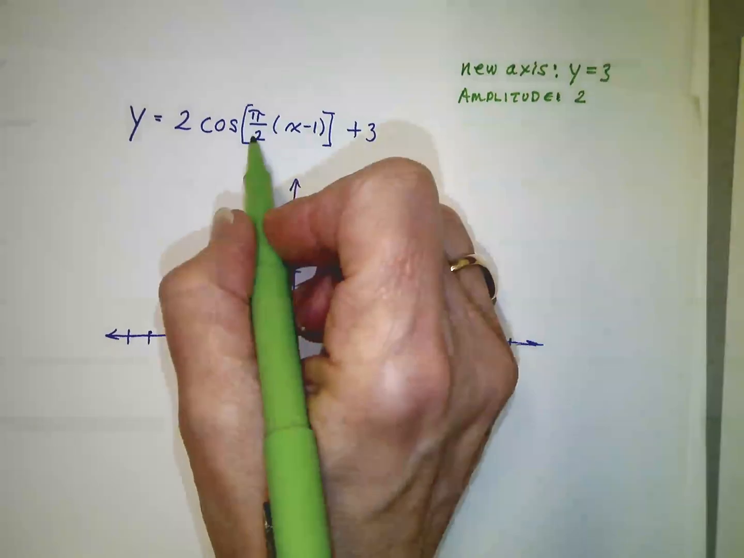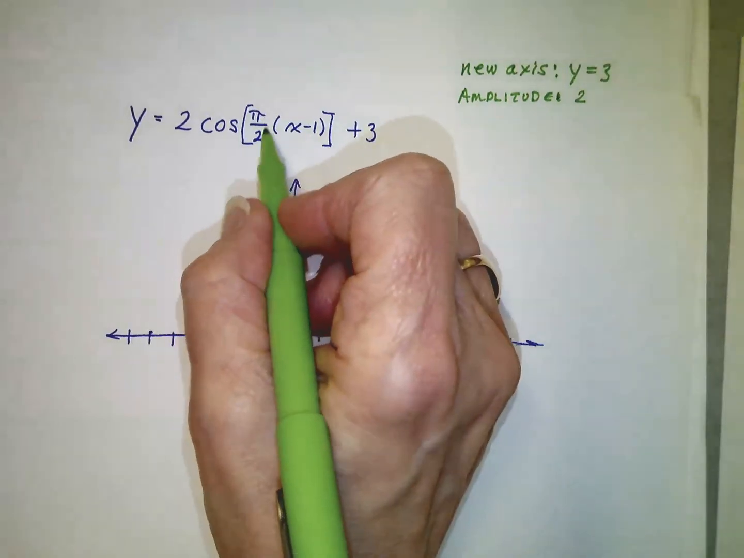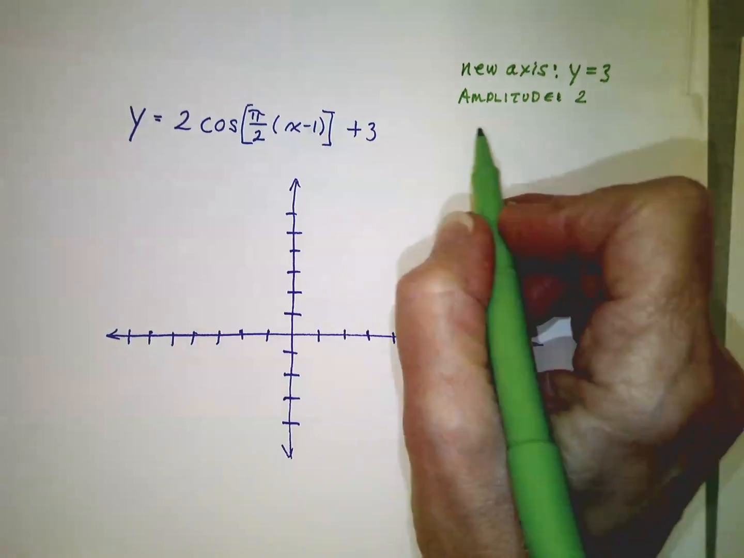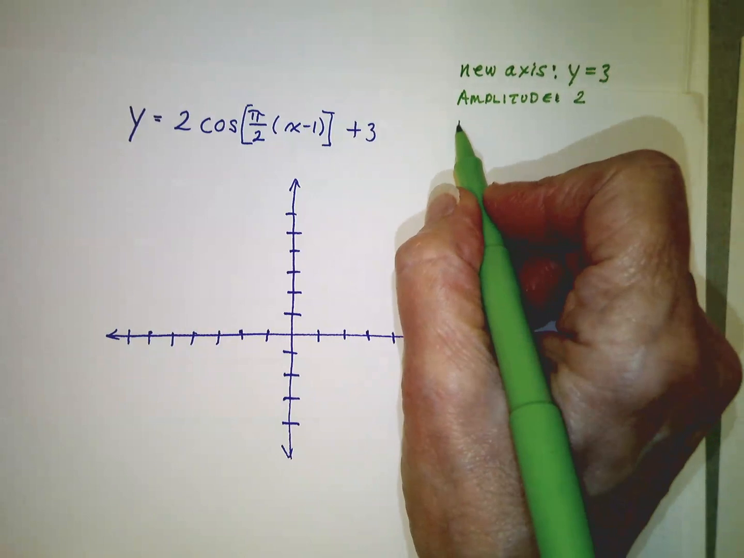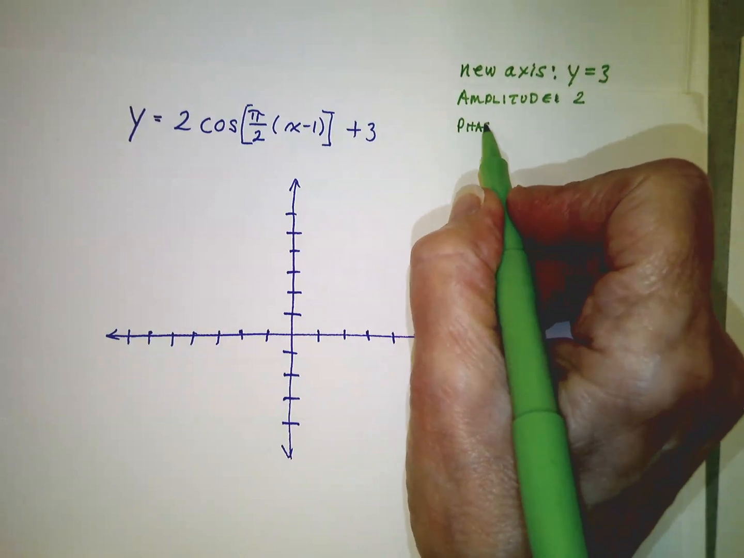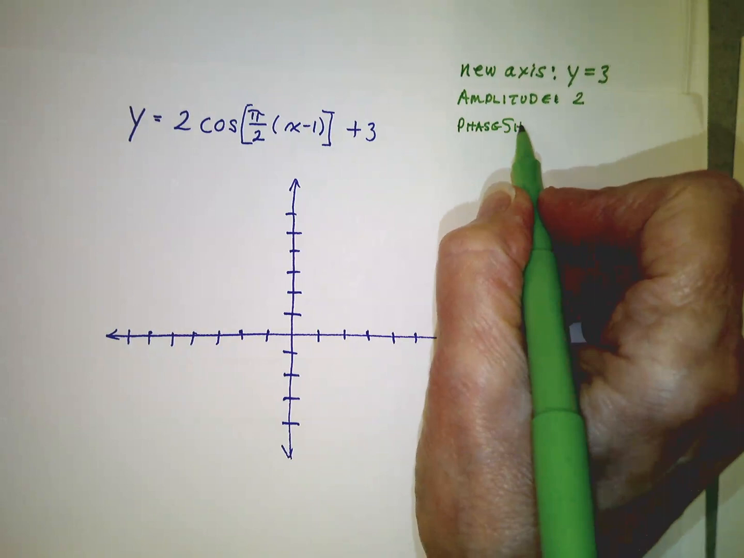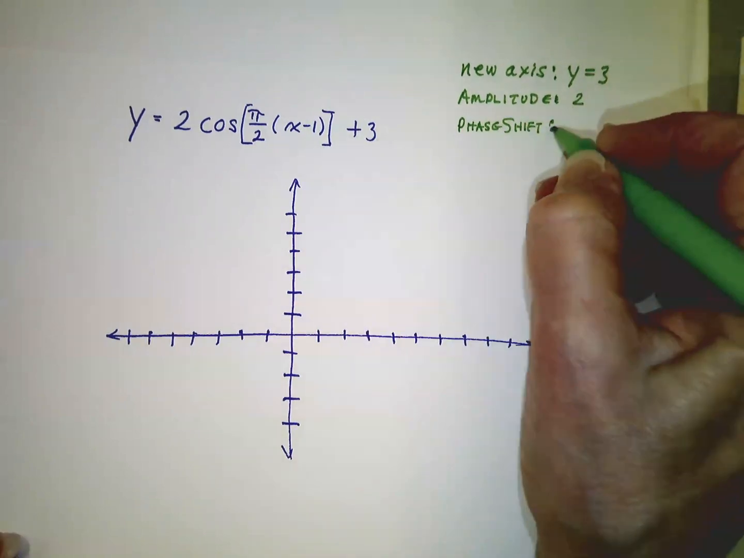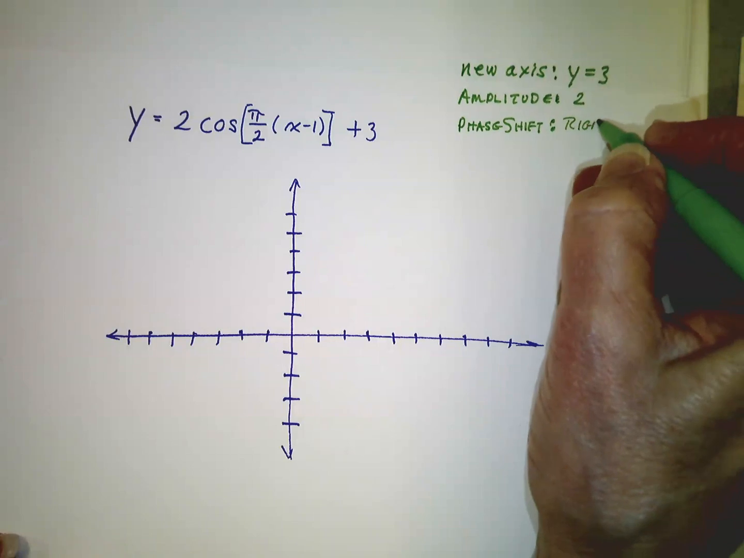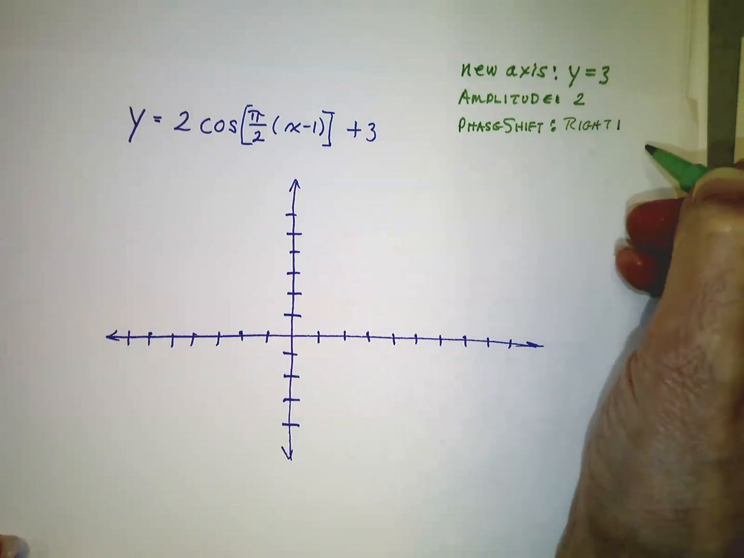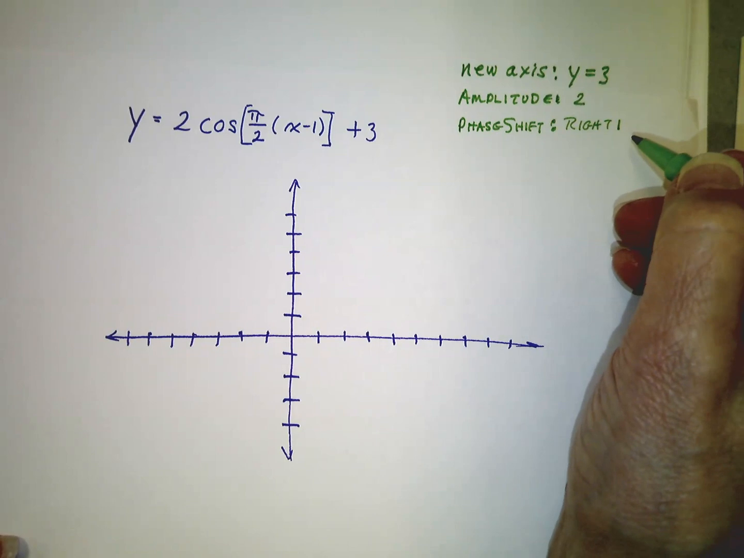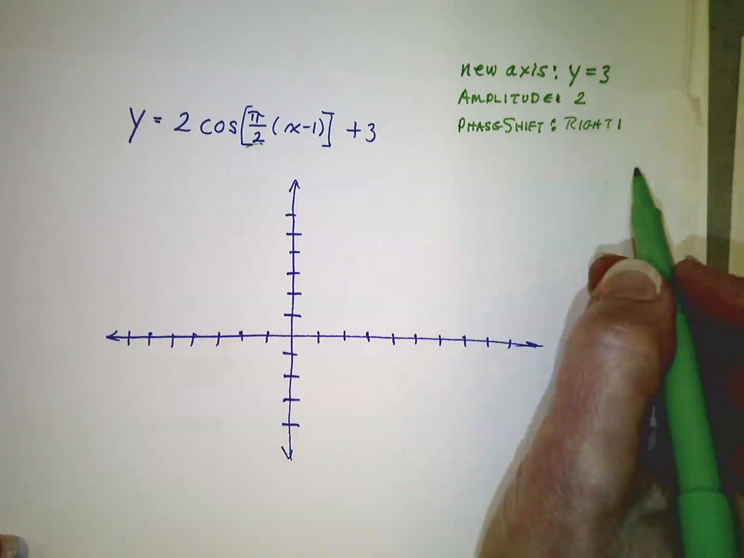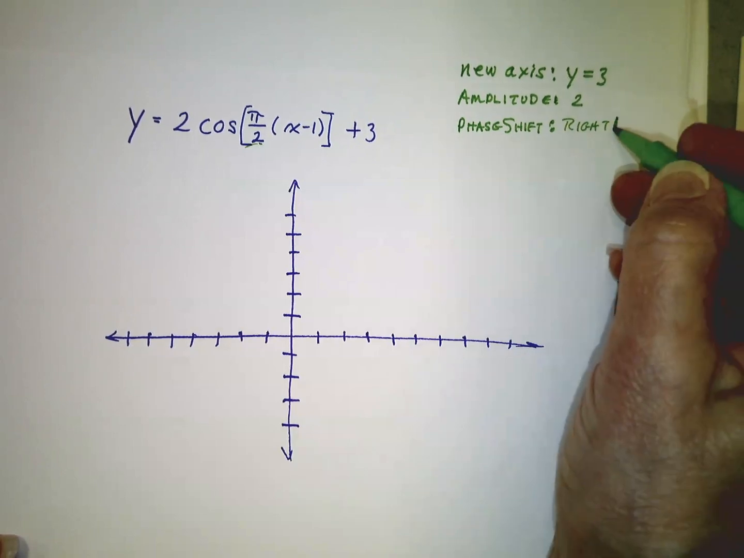This affects the period, this is the phase shift. Doesn't matter which one we do first, I'm going to go with phase shift. And because there's a subtracting one, the phase shift is going to move to the right 1 space. So this isn't degrees, and I hope it's not going to stay radians, because 1 radian is kind of messy to work with.